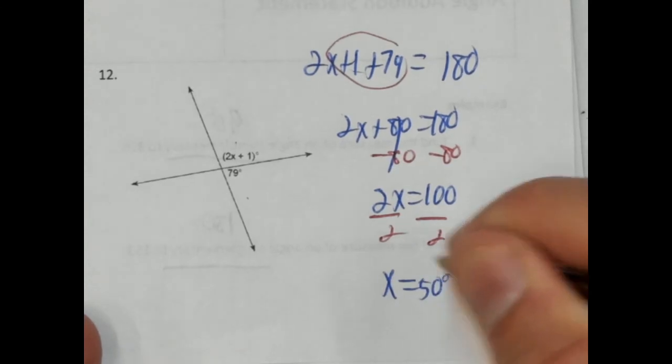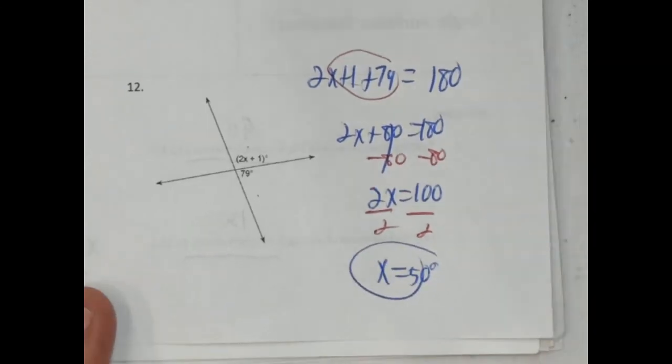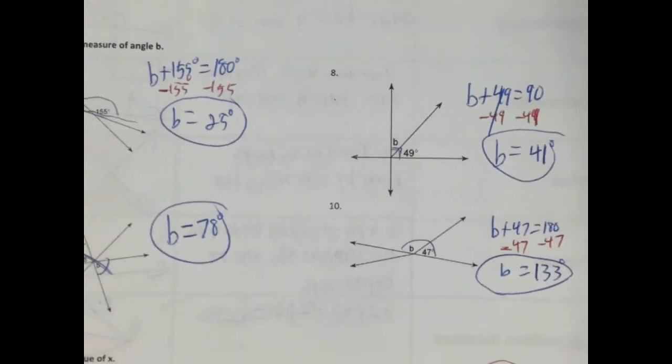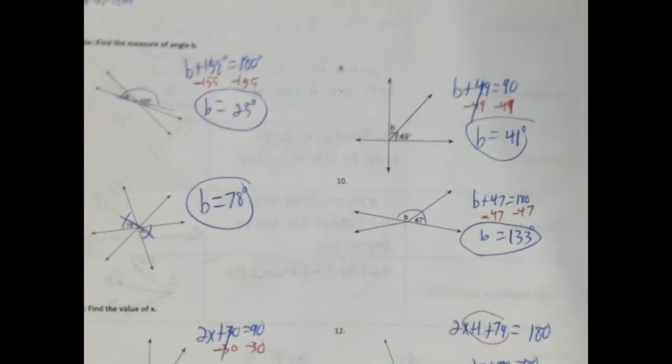There we go. All right, so oh, that's a terrible circle. There we go. Okay, so that is going to be it for the 1.5 angle relationship notes. So hopefully that was helpful for you guys.